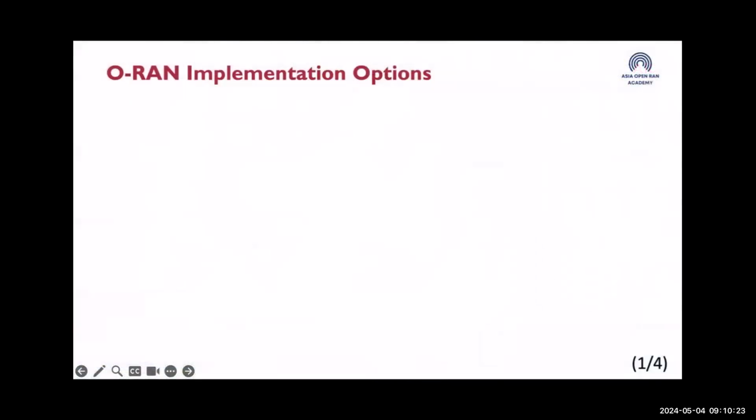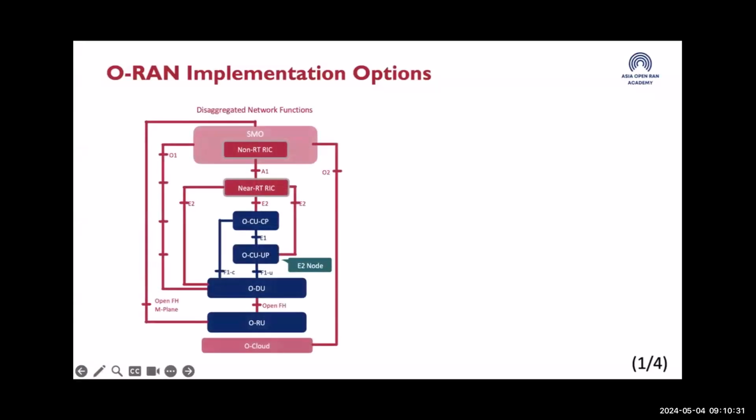If you look at the O-RAN implementation options, there are a lot. There is what we call disaggregated network functions, where each component or function is completely separated from each other. The SMO is separated from the near real-time RIC, and the near real-time RIC has a different location. The O-CU, the O-CP might be located physically in a different location, and also the O-DU, the O-RU, and the O-Cloud. This is what we call disaggregated network functions.